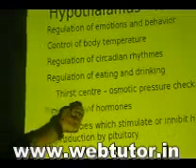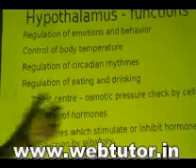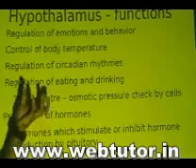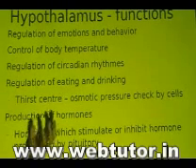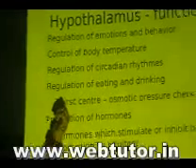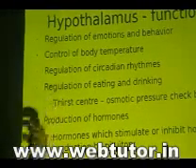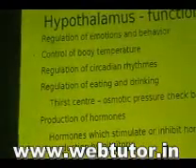For example, there is a thirst center. There are certain cells of your hypothalamus which check the osmotic pressure. So when there is less water in your body, your osmotic pressure will increase. Less water, more solutes. These cells will detect that, and then they will give you a sensation of thirst. Through your hypothalamus, you'll get a sensation of thirst, and you'll go and drink water. As soon as you drink water, your osmotic pressure will decrease.